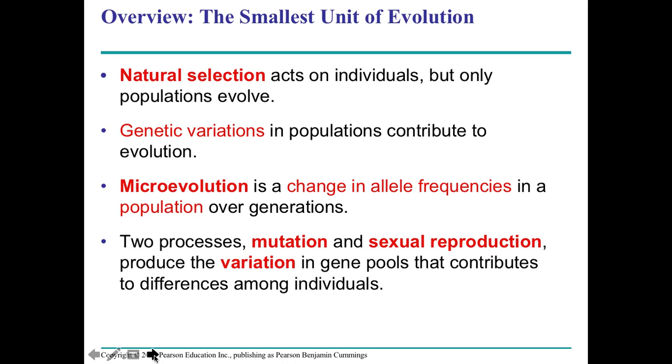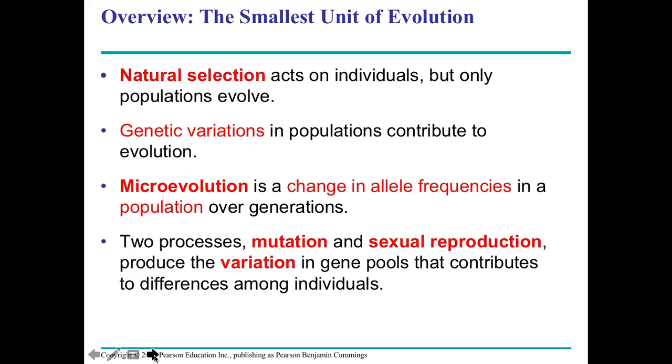In the last chapter, we talked about what natural selection was: the environment causes organisms to adapt, and the organisms best suited for that environment are going to have more babies, and their babies are going to have those traits that make them better for the environment. Natural selection actually only acts on individuals. An individual of a population is just one organism. But only populations evolve. So natural selection acts on individual organisms, but species as a whole evolve.